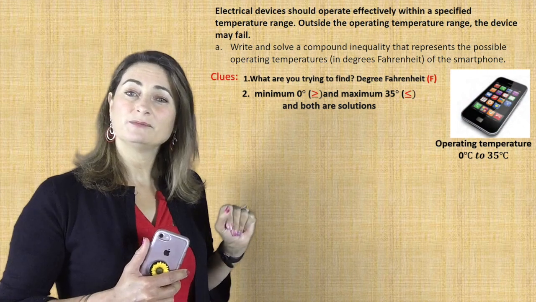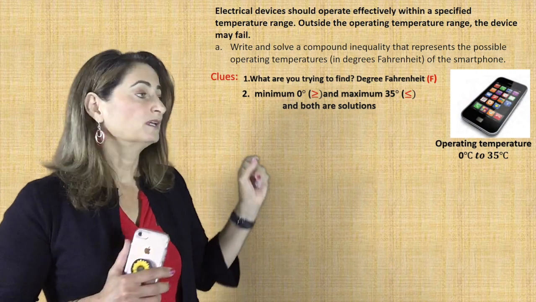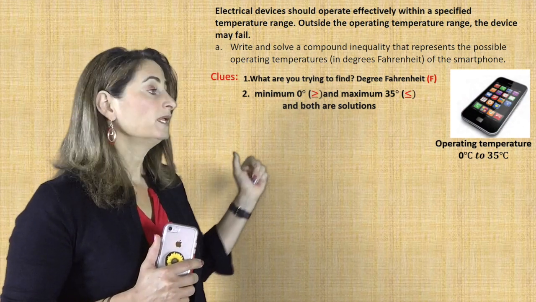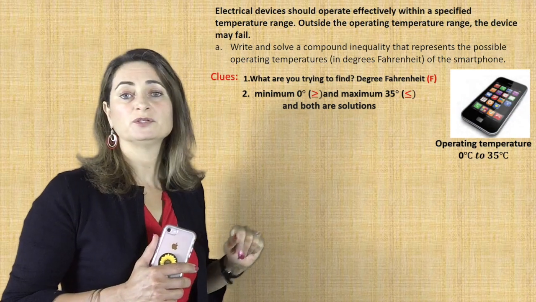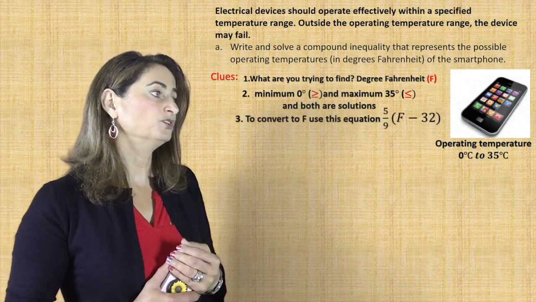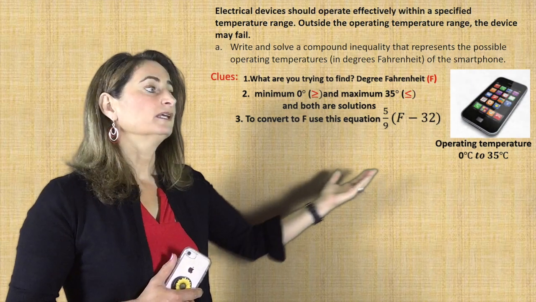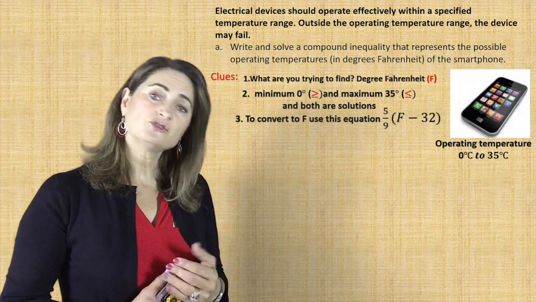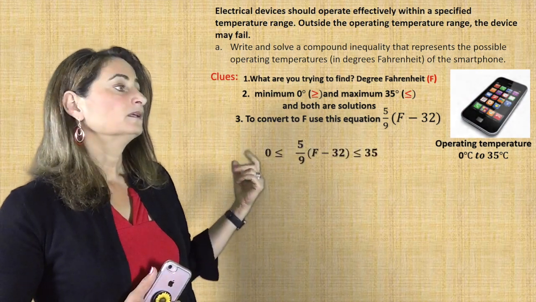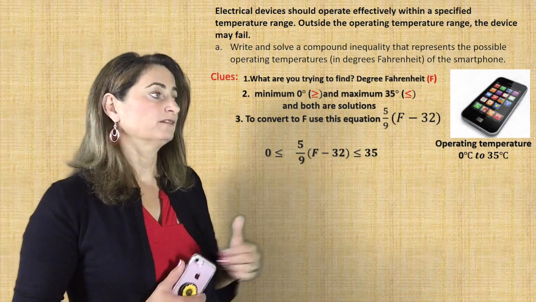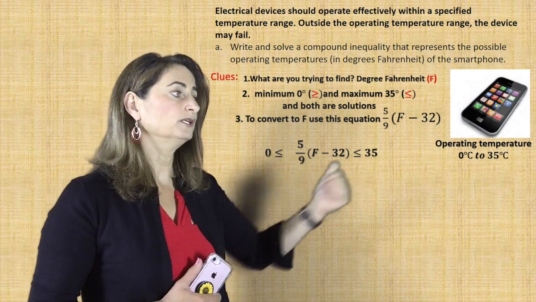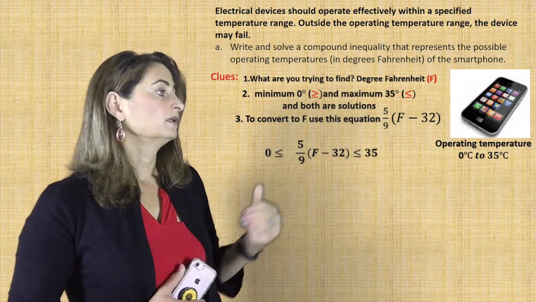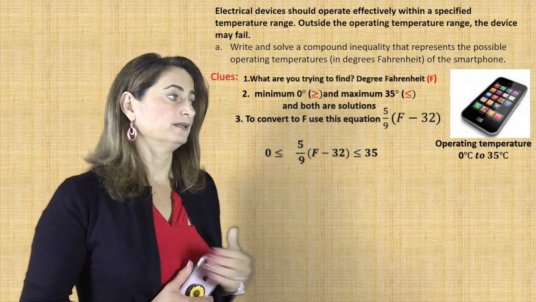Clue number 2, do I have a minimum and maximum to know which symbol to use? Yes, it has a minimum of 0, so I use more than or equal, and it has a maximum of 35, so I use less than or equal. Now, which equation would you use to convert to Fahrenheit? It's 5/9 times parentheses F minus 32. So now let's write the inequality. 0 less than or equal to 5/9 times F minus 32, less than or equal to 35. See how the equation is in the middle? It's between 0 and 35. It should be more than 0 and less than 35.